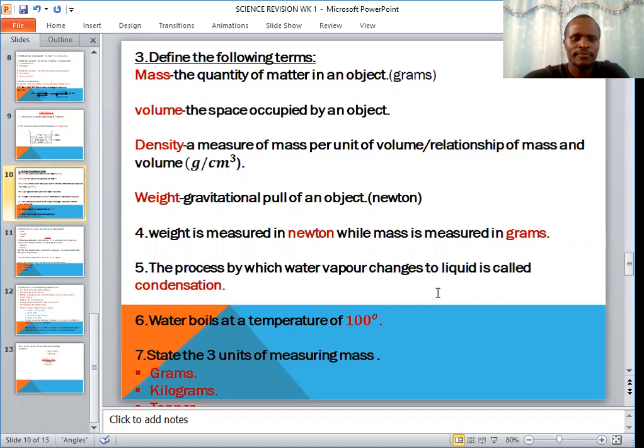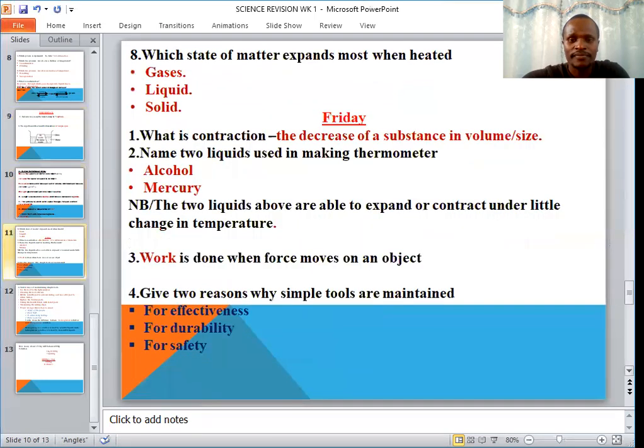Let's look at number 5. The process by which water vapor changes to liquid. I think we looked at this yesterday, and there's no need of repeating that. It is condensation. This is the process whereby gas changes back into liquid. We call it condensation.